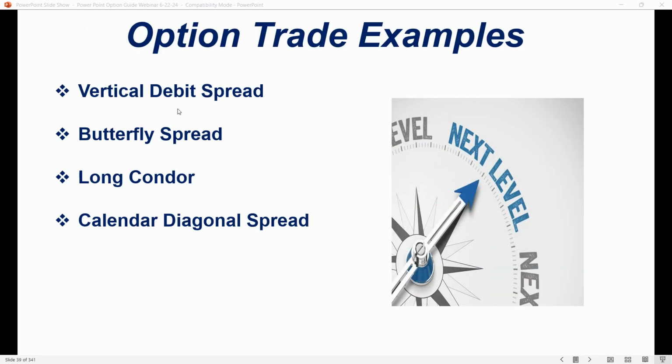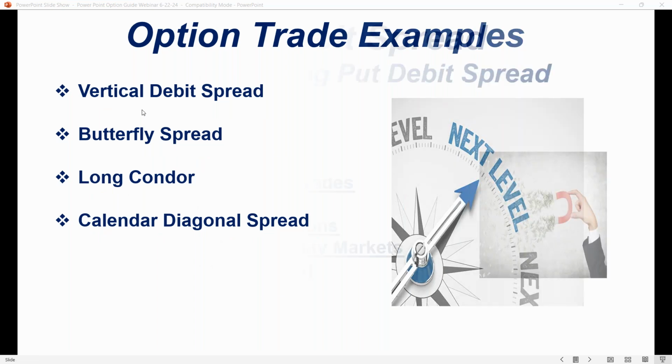So we've got the ones I'll talk about, and these are kind of my favorite go-tos that we'll do: the vertical debit spread, the butterfly spread, long condor, and then that counter diagonal. All right, so then we can structure these for moves up or down, either using calls or puts.